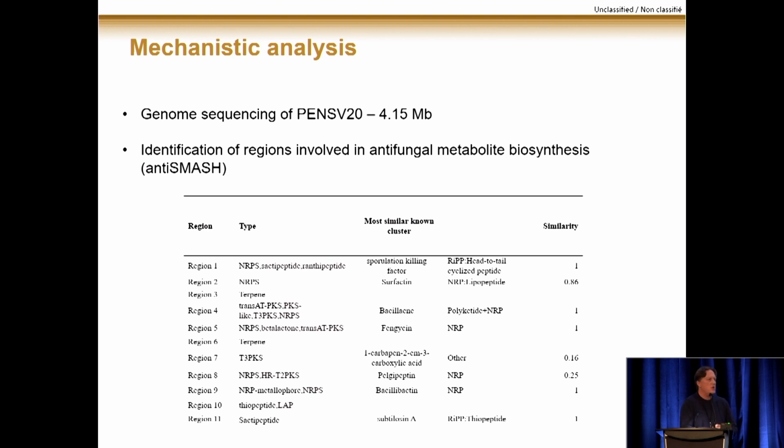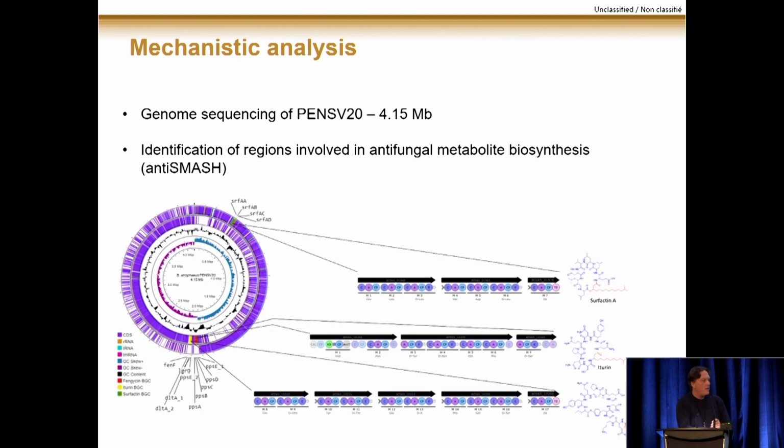So we sequenced the genome of this organism to identify regions that might be associated with the production of these kinds of antifungal metabolites. And we identified all kinds of different regions, including those that are producing the metabolites that we detected. We can actually localize them within the genome, and we can see that these are some of the mechanisms by which PENS V20 can actively inhibit the growth of Sclerotinia.